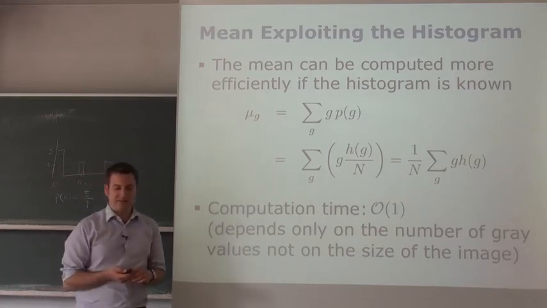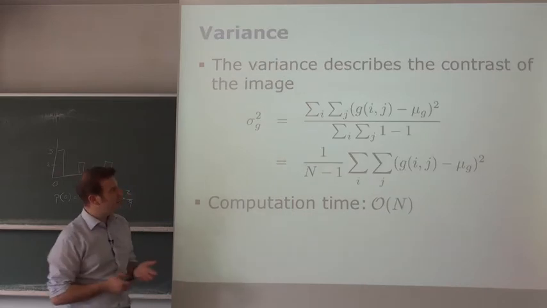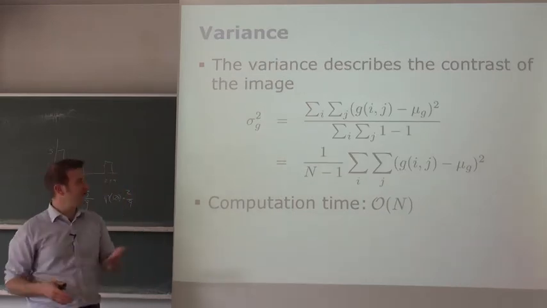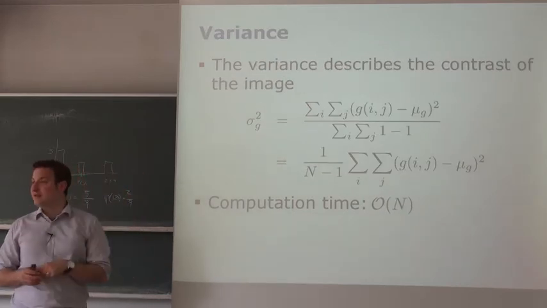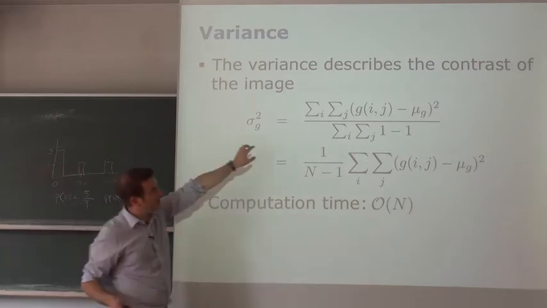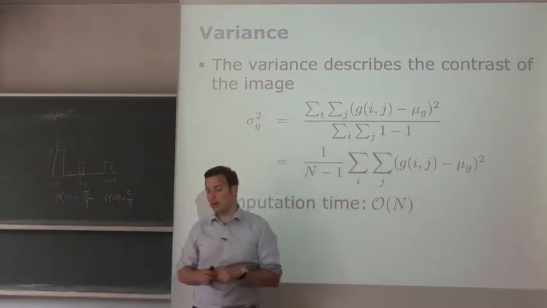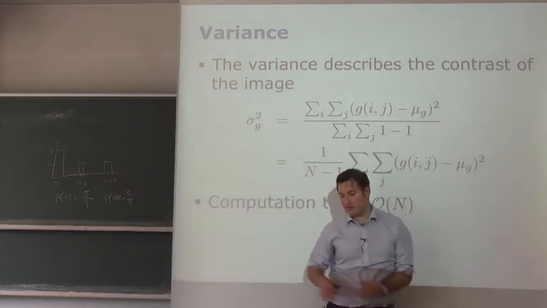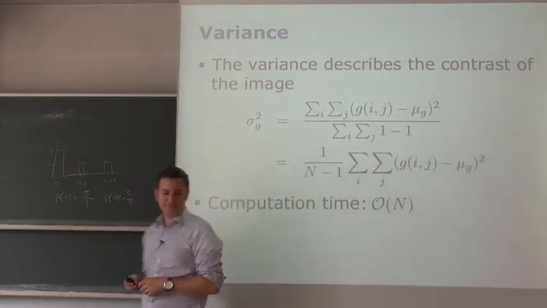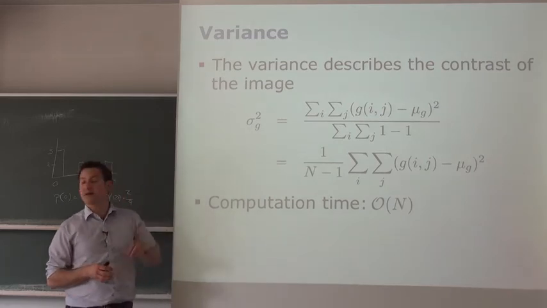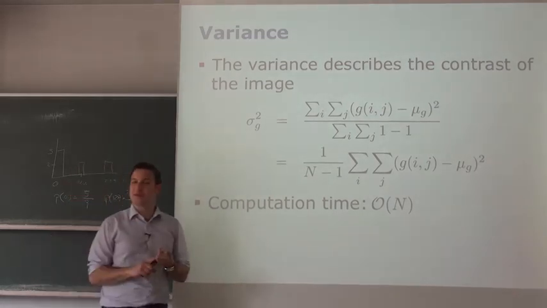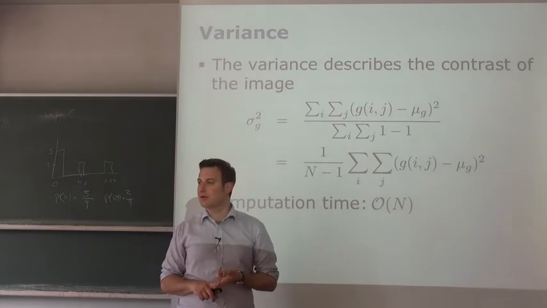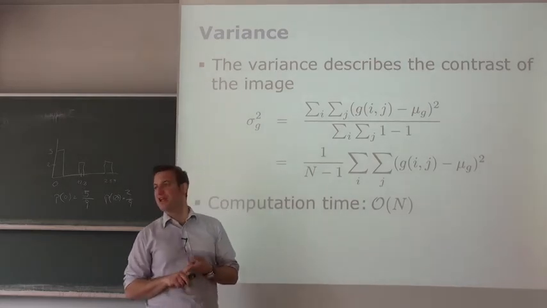What about the variance? Actually, it's more or less take the definition of the variance, put it in. I can again work on the individual image, so I sum over all pixels, take the gray values, see how much it deviates from the mean, square it, sum it up, and we are there. Again, if I do that based on the image, it's a linear time algorithm because I need to visit every pixel.